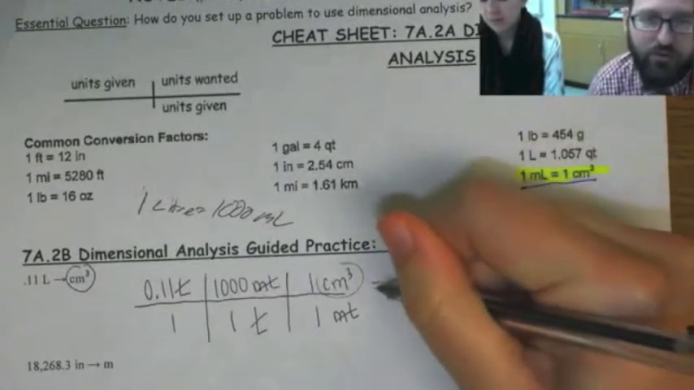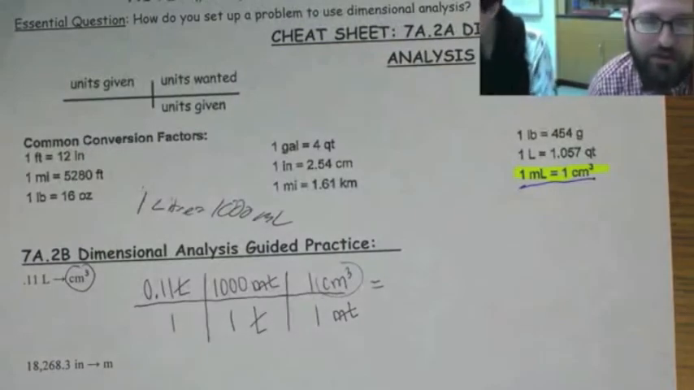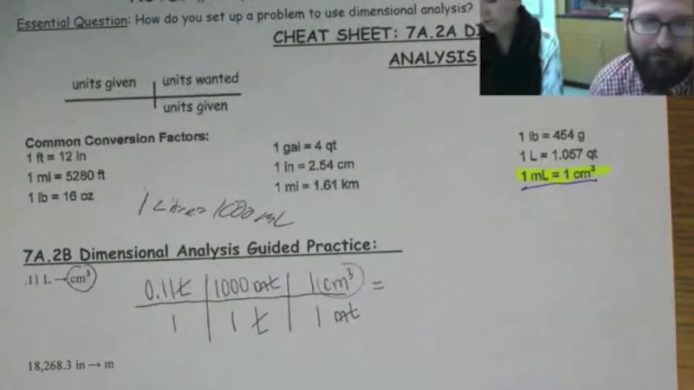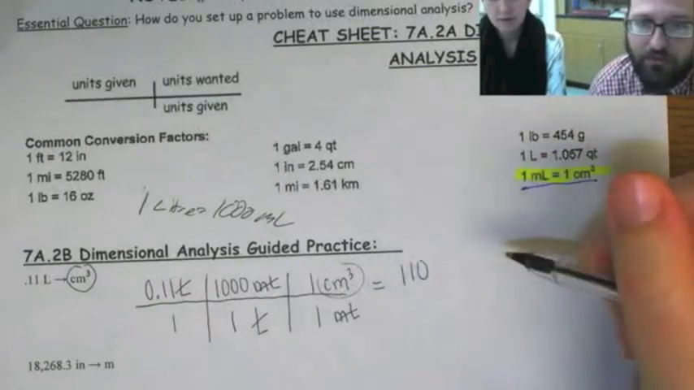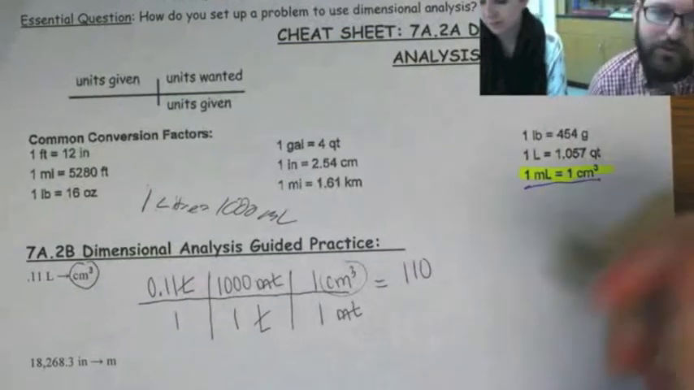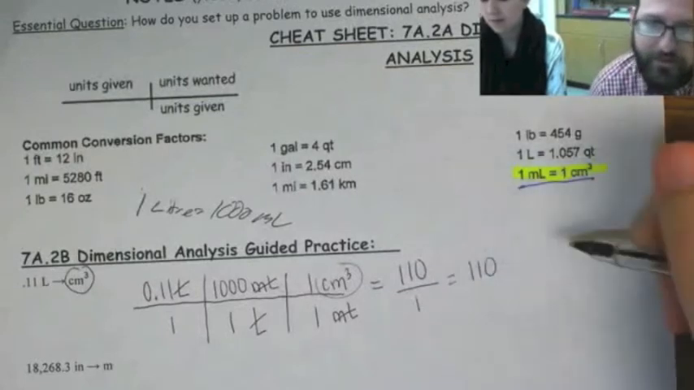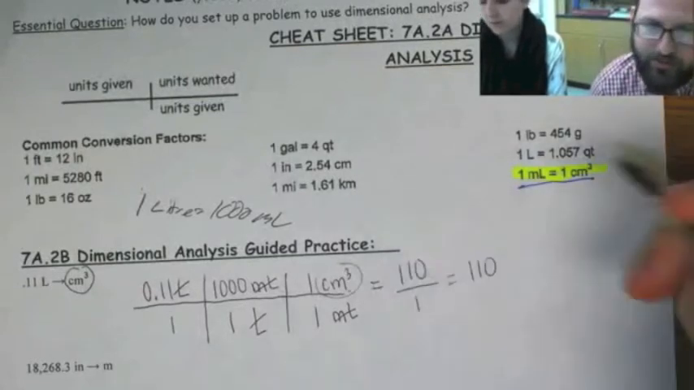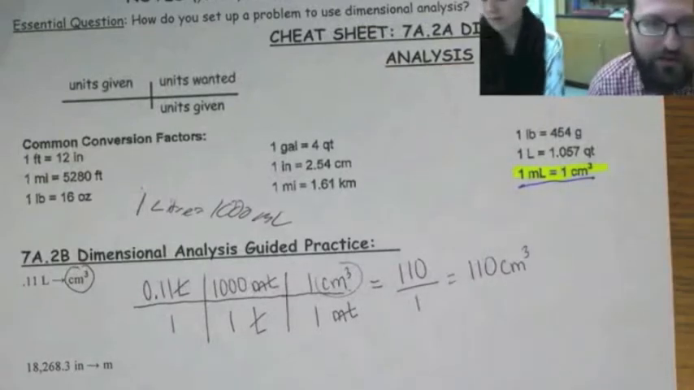Let's do our math. We multiply across the top. So we've got 0.11 times 1,000 times 1. That is equal to 110. And then across the bottom, 1 times 1 times 1, that's all 1. So it's 1. 110 divided by 1 is 110. So it's 110 cubic centimeters.